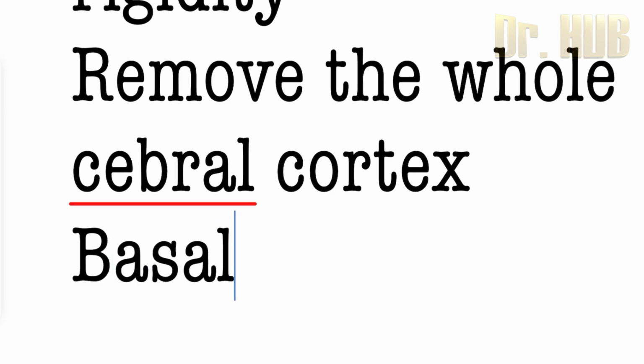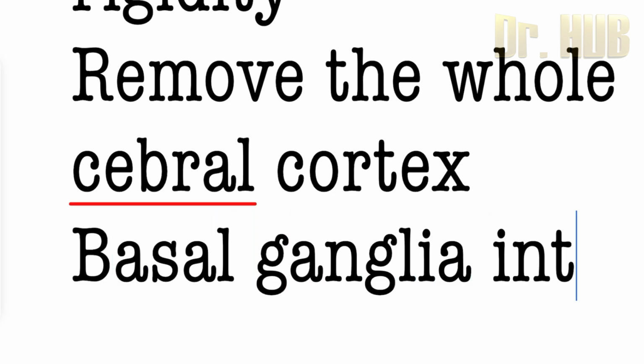Decorticate rigidity. Decorticate rigidity is produced by removing the whole cerebral cortex, but leaving the basal ganglia intact. So the basal ganglia, if you see, will be intact.